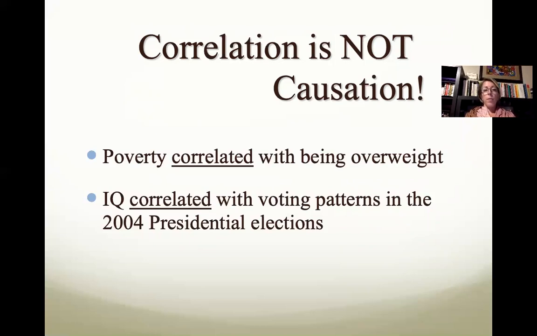There's also IQ, which is correlated with voting patterns. The one I have here is the 2004 presidential elections. That was ages ago, but IQ continues to be correlated with voting patterns, in that IQ is correlated with education, and having especially a liberal arts education, where you are exposed to other viewpoints other than those that you may have grown up with, is also correlated with voting more liberally.